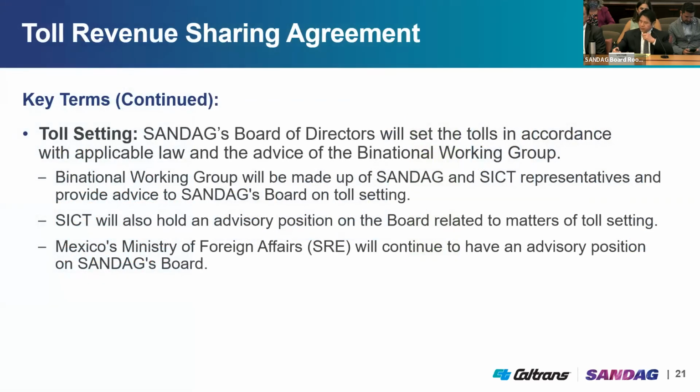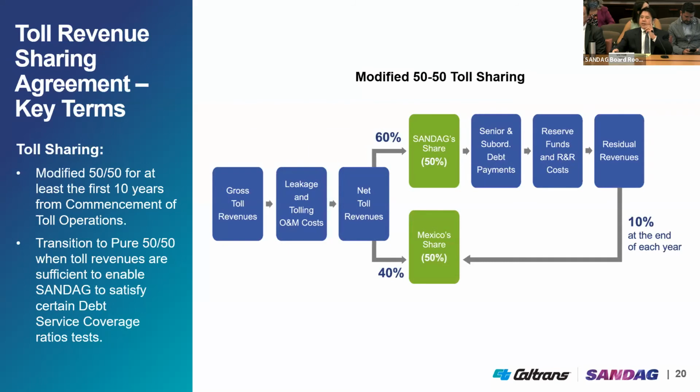And before I leave that, let me just go back to that slide. After 10 years, the agreement provides that there will be a testing of debt service coverage on a pro forma basis. And if that testing indicates that a 50-50 revenue split would have yielded 2 times coverage, both going backwards for 2 years and also going forward for the rest of the project, then at that point, the 60-40 modified split will revert to a pure 50-50 revenue split between Sandag and Mexico.